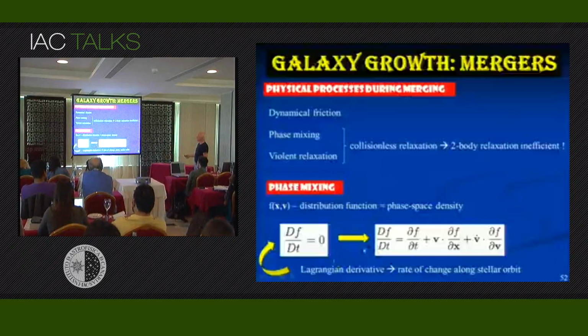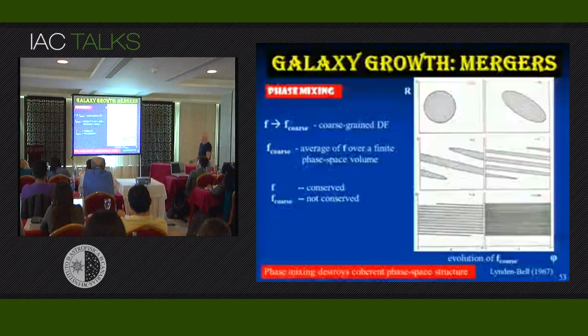Phase mixing is the simplest. This is what you do every day when you drink tea or coffee and you try to mix in the sugar or whatever you put inside your drink. Basically, what I would like to show you is that for, say, a stellar system, a collisionless system, you define the distribution function in the configuration and velocity space, so in the phase space, basically.